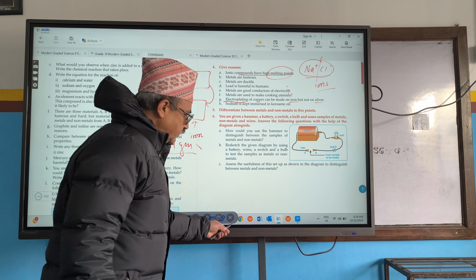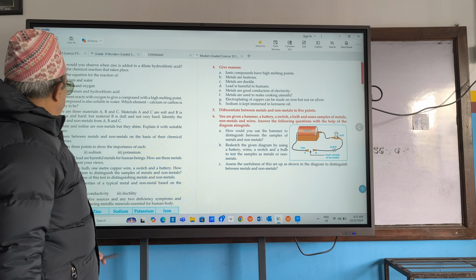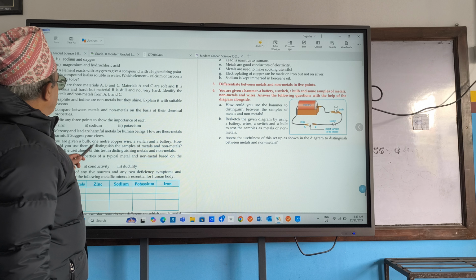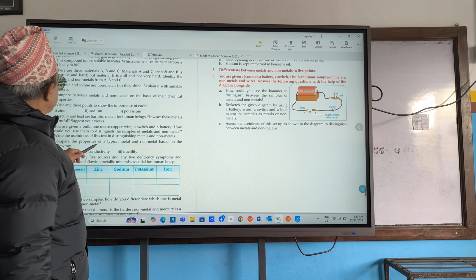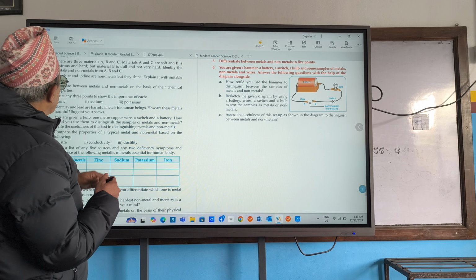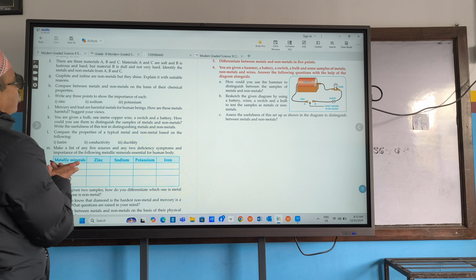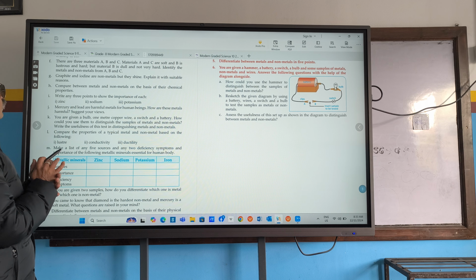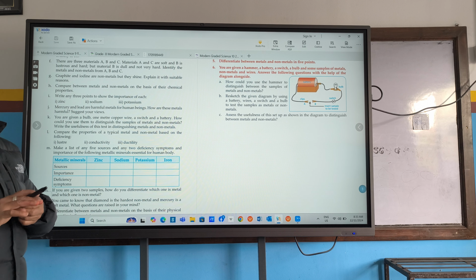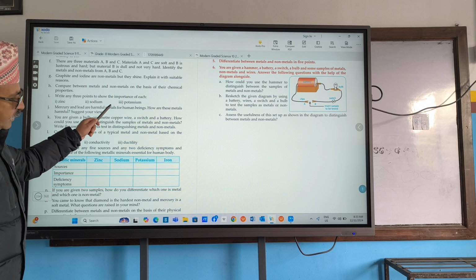Sir, that G number. Number G? Yeah. Graphite and iodine are non-metals, but they shine. Explain with suitable reason, is given, right? So here is metallic cluster.